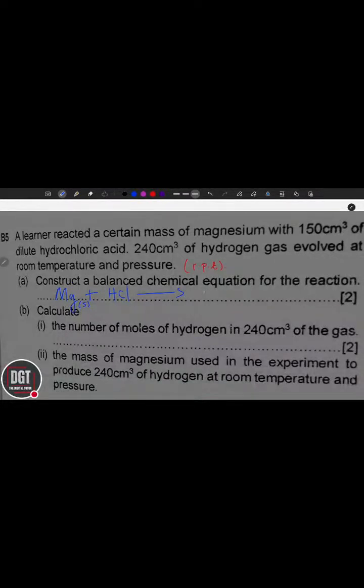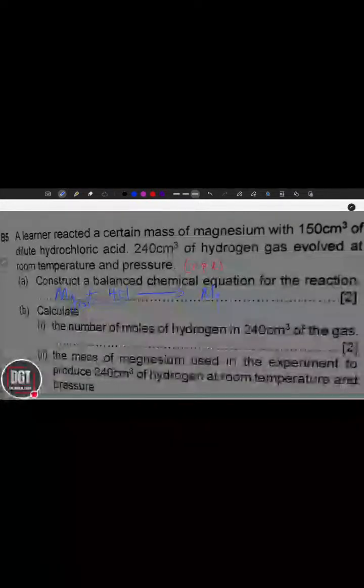So magnesium has a valence of 2, and chlorine has a valence of 1. So magnesium chloride is going to look like this. I should have indicated that the acid is aqueous. Then plus hydrogen gas. Okay, let me see the reaction that we had. So magnesium chloride, plus hydrogen.